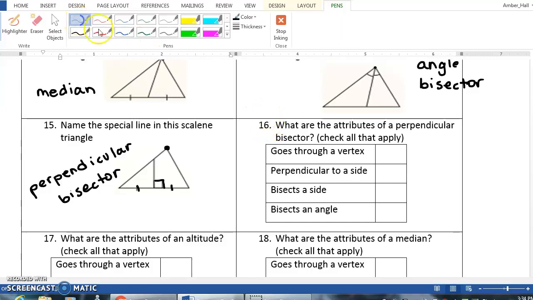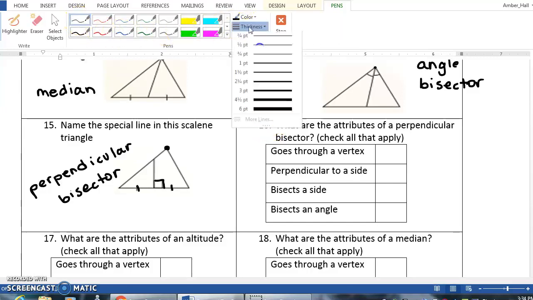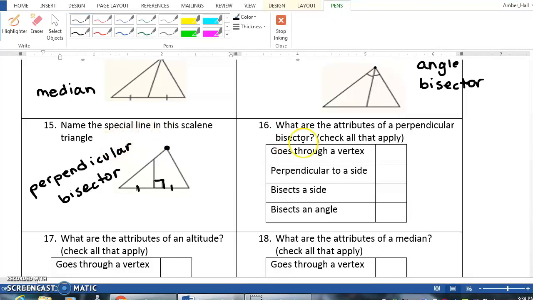So, this is the Unit 7 review, Part 2. We left off with question 15. Number 16. What are the attributes of a perpendicular bisector?